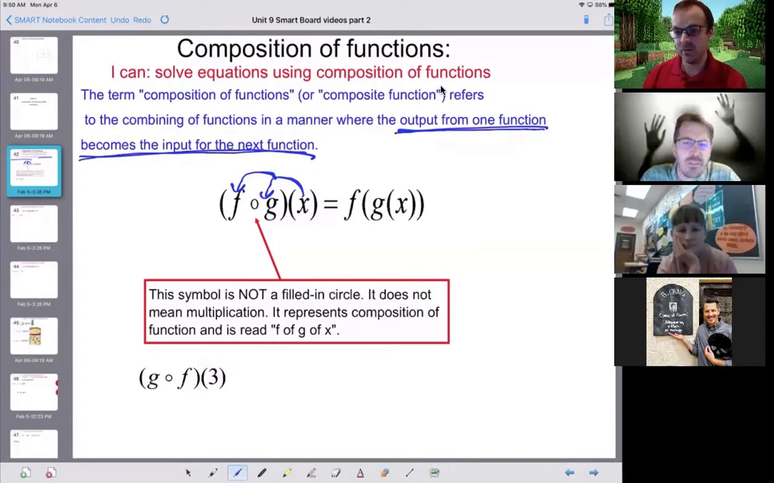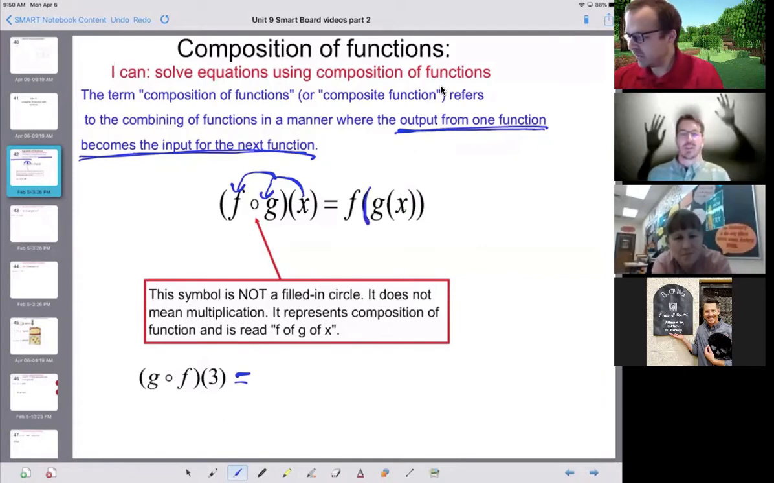I'm still confused. Yeah. Calm down, Mr. Craig. Calm down. Well, Mr. Nelson, it says it's not multiplication, but when you write it with parentheses on the right, that still looks like multiplication.